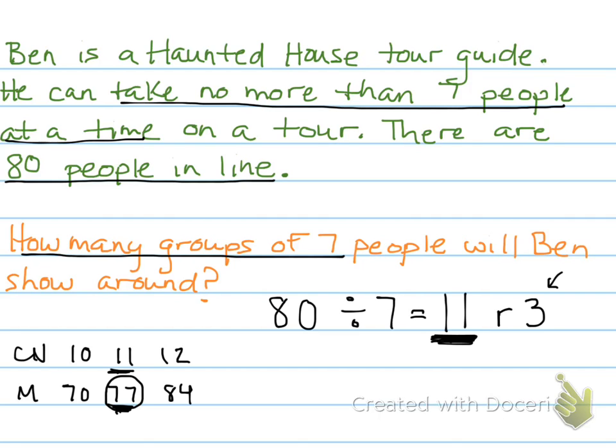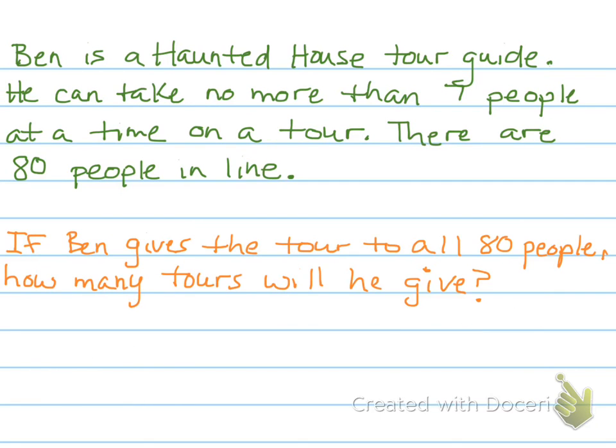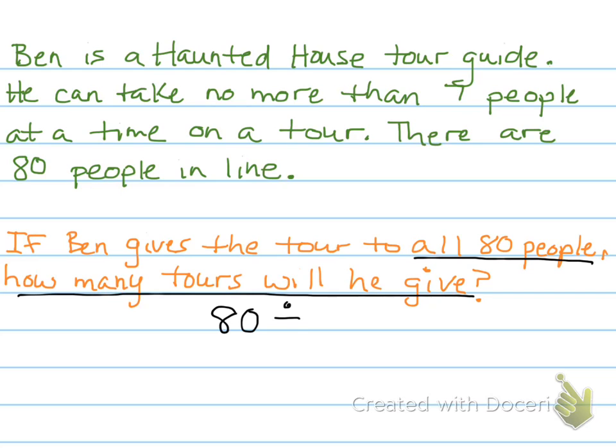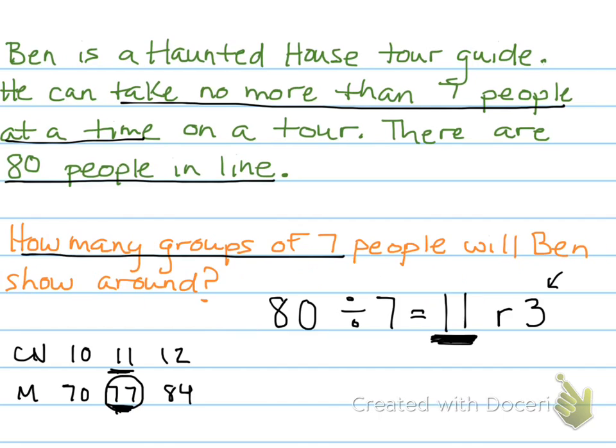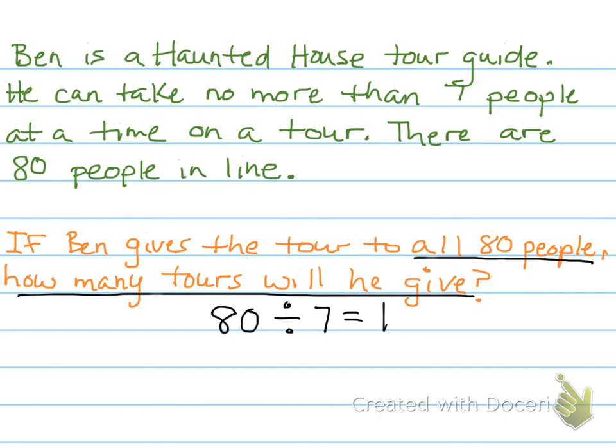Let's look at another question. It's the same scenario, right? It's just a different question this time. So, you don't need to write the important information again for the word problem, right? Just the question. If Ben gives the tour to all 80 people, how many tours will he give? Well, from our last problem, we found out 80 divided by 7 is, double check, 11 remainder 3.